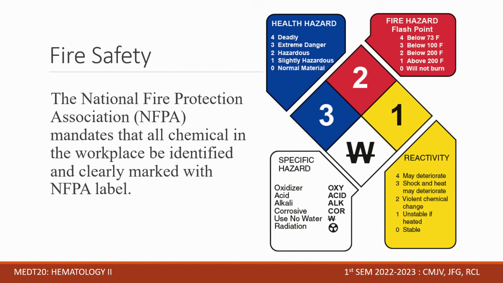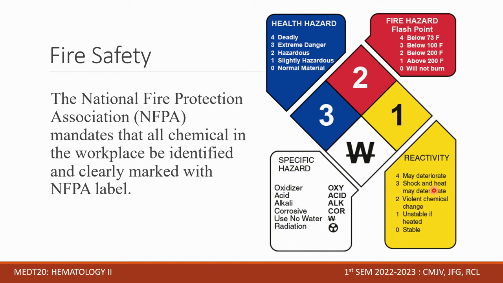The National Fire Protection Association, or NFPA, mandates that all chemicals in the workplace be identified and clearly marked with an NFPA label. This is the NFPA label. You should memorize this one. How do we read this? The yellow diamond on the right side is for reactivity. The number inside represents the level of reactivity. We have 0, 1, 2, 3, 4. 0 is stable, 1 is unstable, 2 is violent chemical change, and 3 is shock and heat may deteriorate.